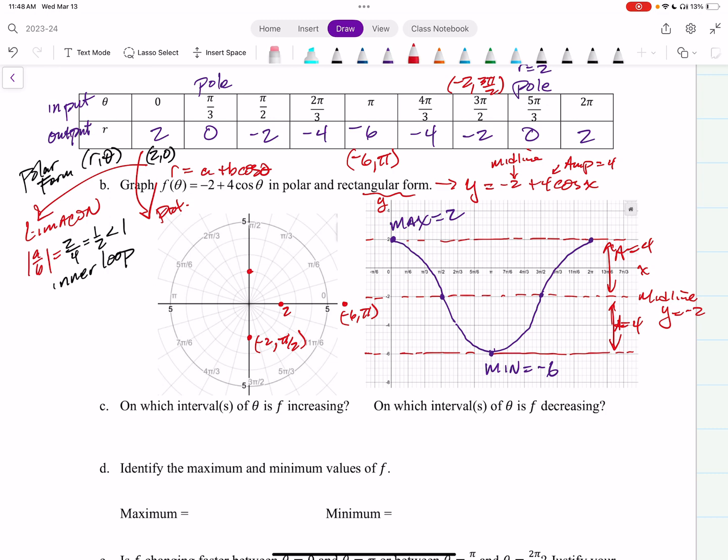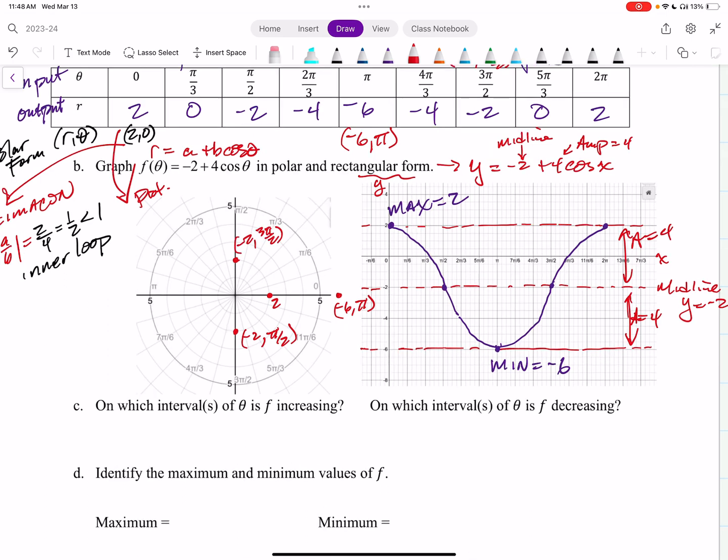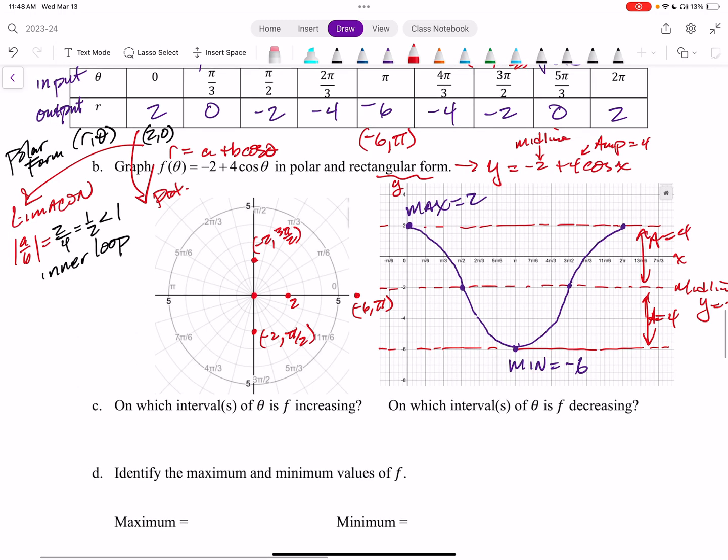I know, counterintuitive, right? But it is. Remember when r is negative, it's a reflection. So negative 2 comma 3 halves pi is up here. It goes to the pole twice. And then you just sketch your limaçon. So here we go, one with an inner loop.